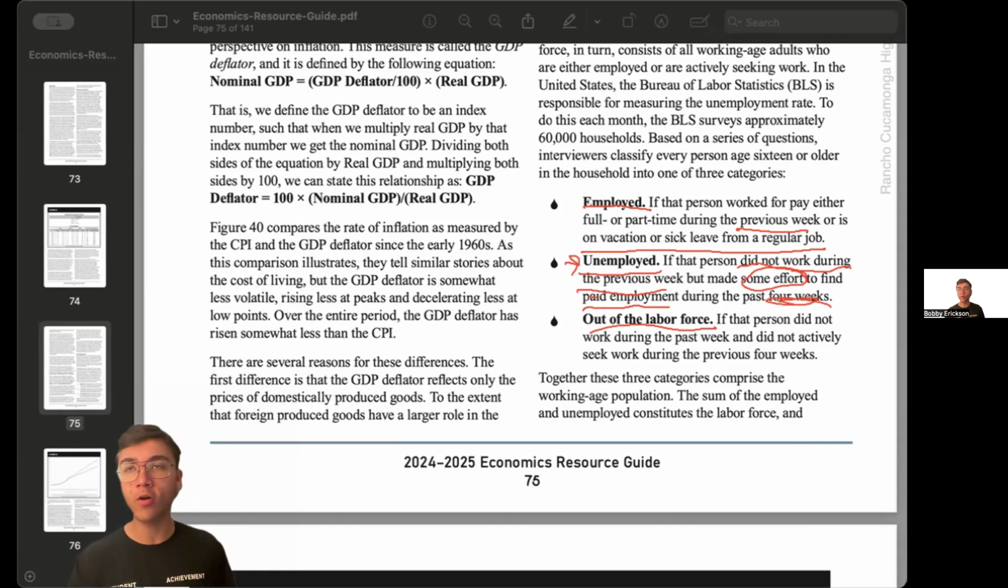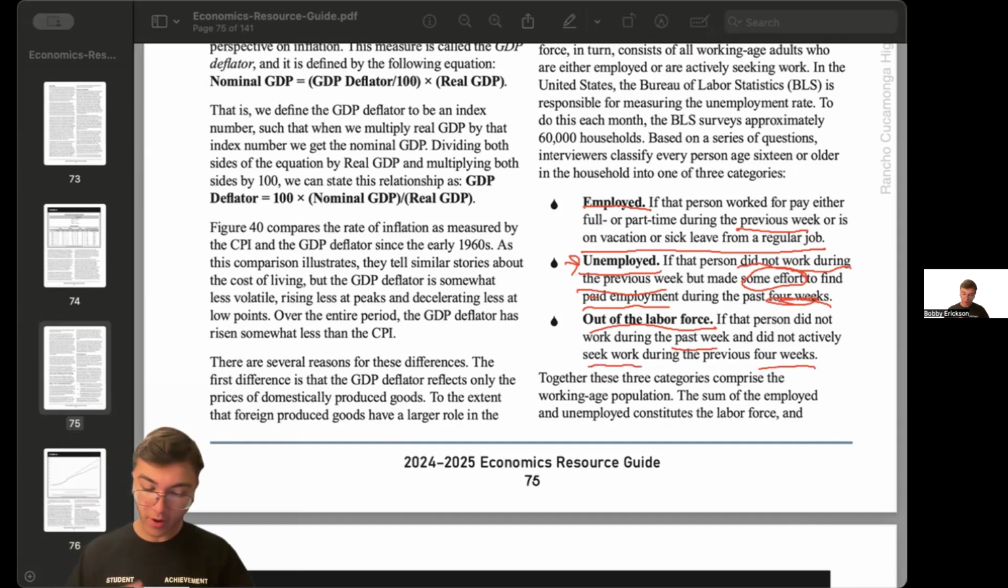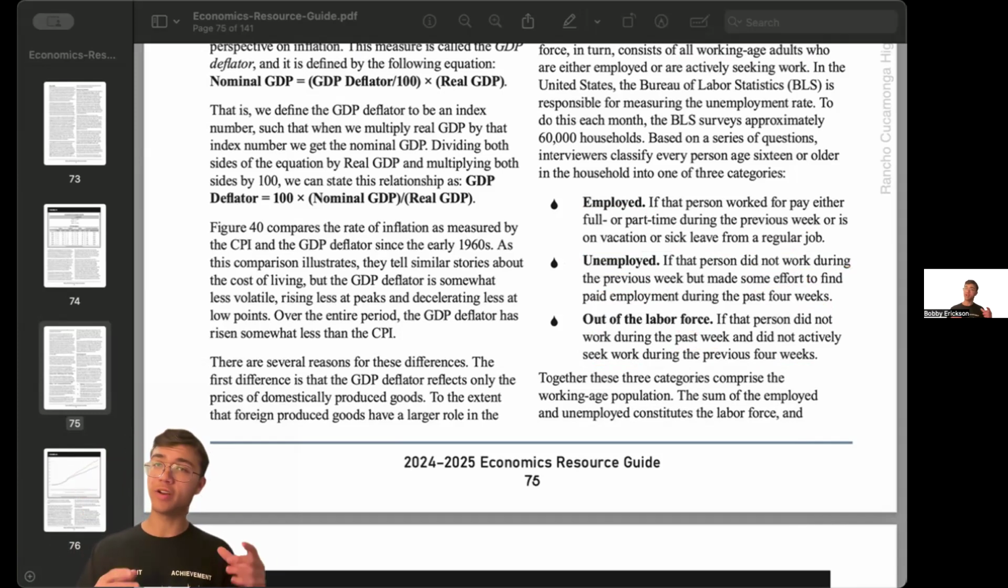Then there's out of the labor force. It's those people who want to sit at home and play video games all day. Or it's the people who want to sit at home and study academics all day. So I would definitely recommend the academic one, probably over the video game one. But if the person had not sought work during the past week, did not work during the past week, and did not actively seek work during the past 4 weeks, they're out of the labor force. They don't get to be part of this special little collection of the labor force.